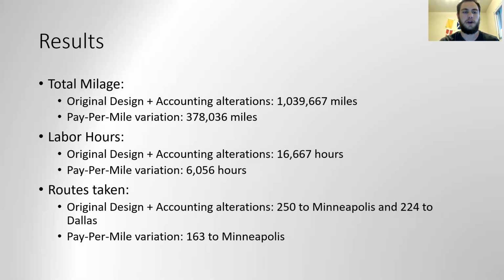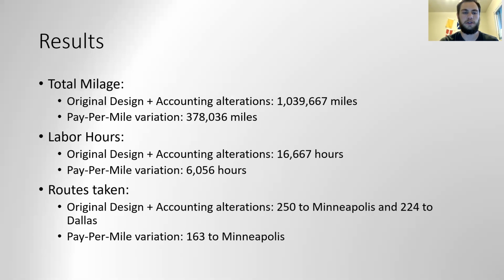The results. I'm going to give a little bit of context first. In my breakdown in the written report, I broke the original design into a couple of accounting alterations that change how operating capital is used. The first variation is that you pay for your labor with money generated, and so it doesn't require operating capital, and the second adds on return routes to that as well.